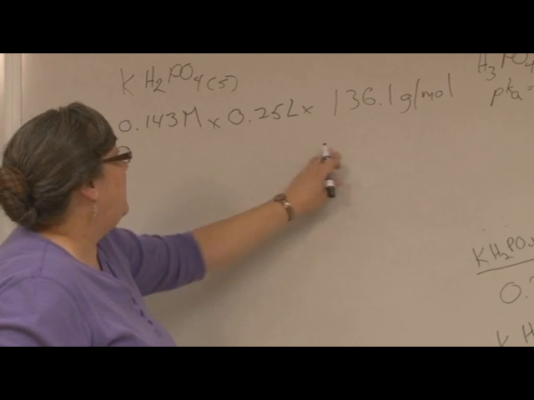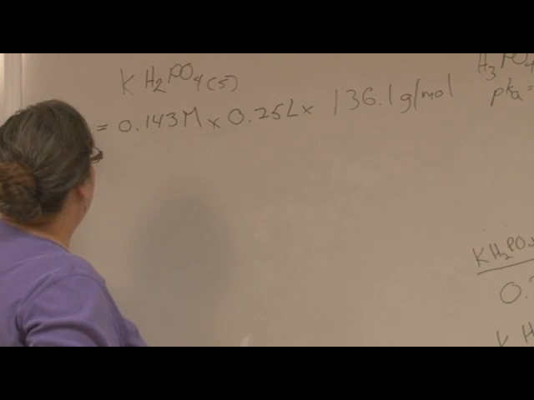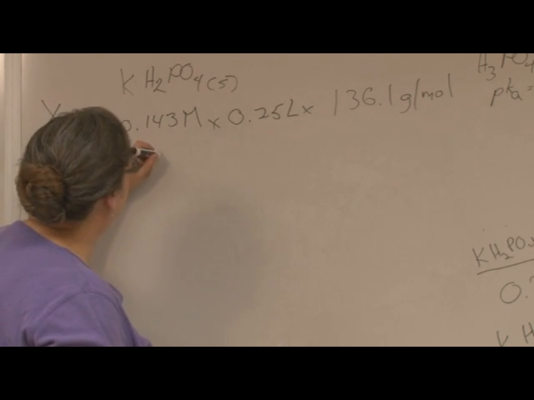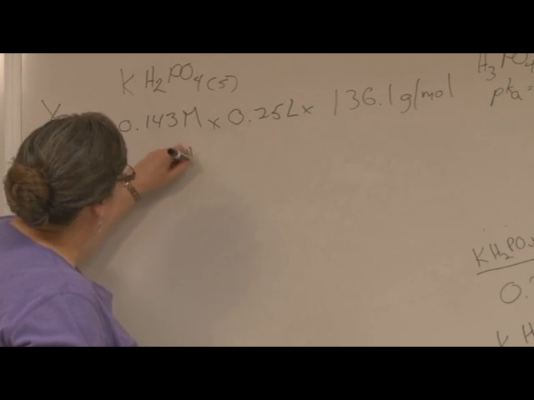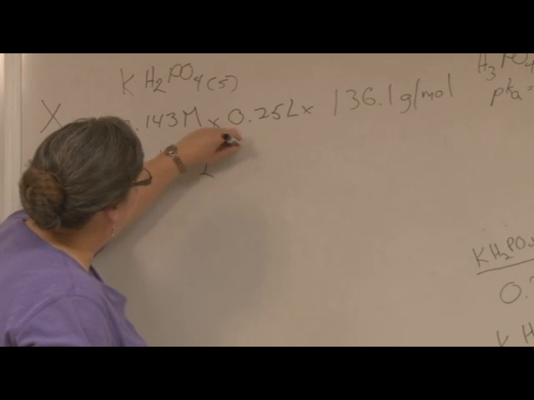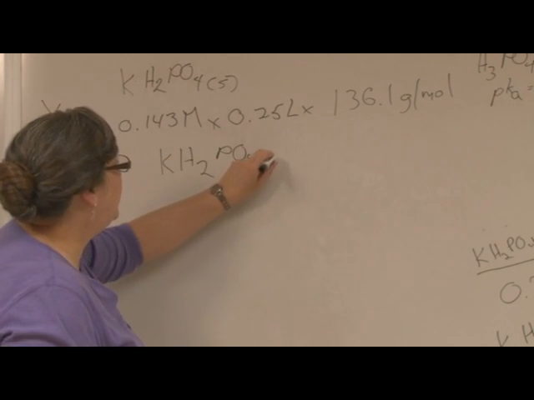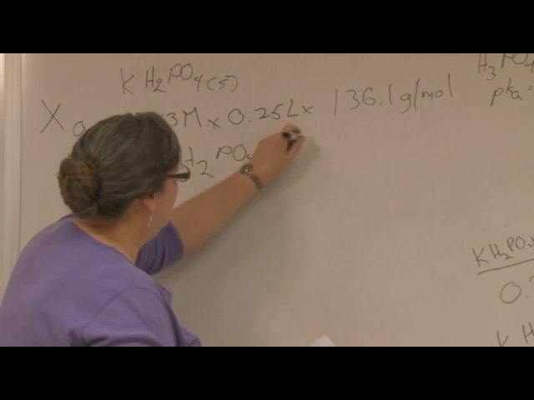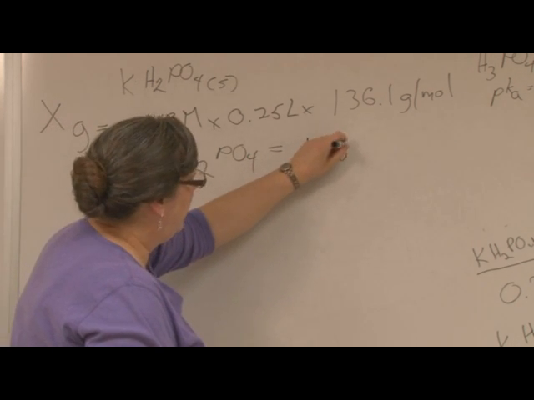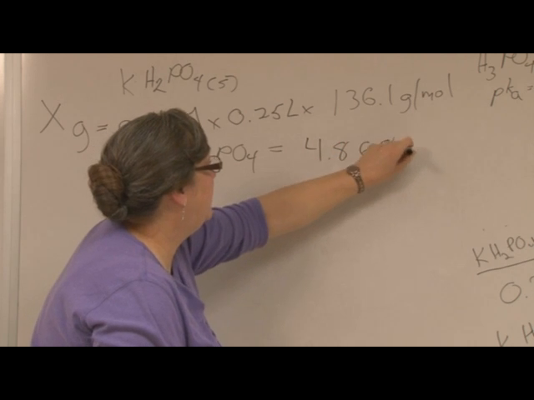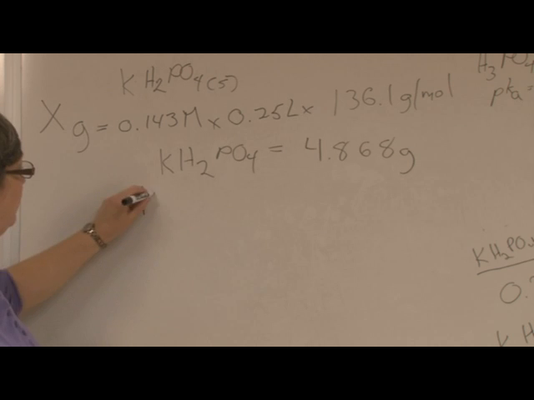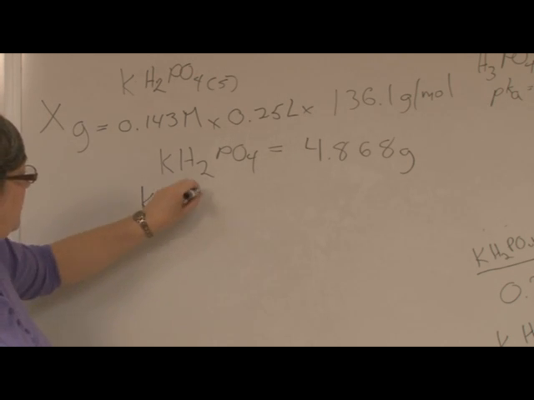So we have this value. We're solving for the number of grams. So we just do the math, and what we have is that the grams of KH2PO4, or the monobasic form, is equal to 4.868 grams.